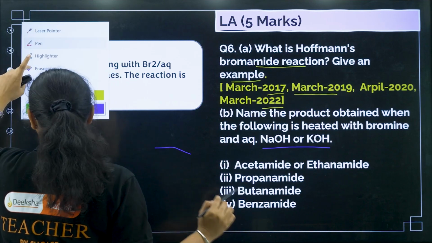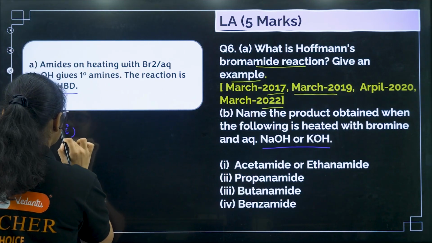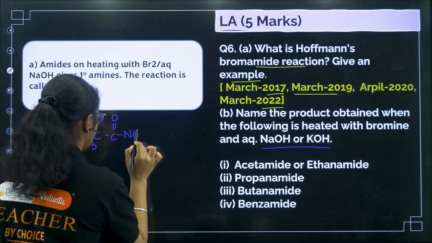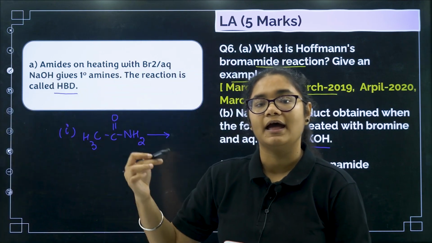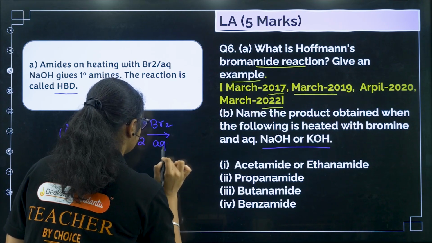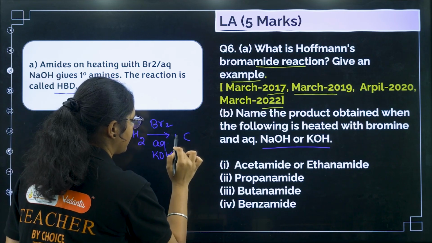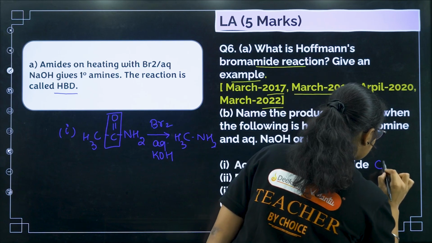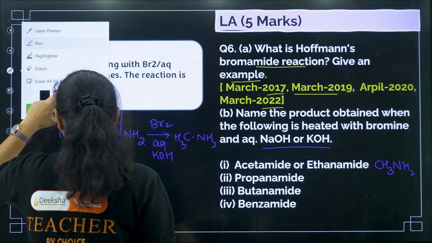Next is, name the product obtained when the following is heated with bromine and aqueous NaOH. You have to write the product name. So the first one is what? Acetamide. So acetamide is CH3CONH2. Now if you heat acetamide with bromine and aqueous KOH or NaOH, what will happen? This CO group will not be there and we will get CH3NH2. So what is the product here? The product here is CH3NH2, or we can call it methanamine.